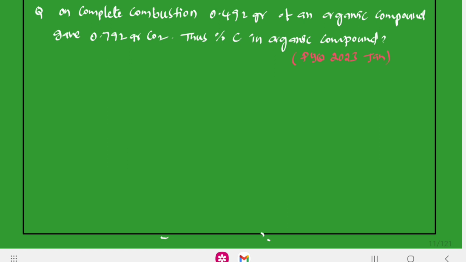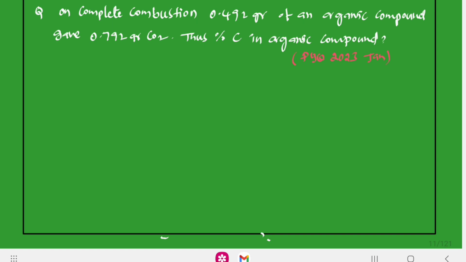On complete combustion, 0.492 gram of organic compound gave 0.792 gram of CO2. Then calculate the percentage of carbon in the organic compound.